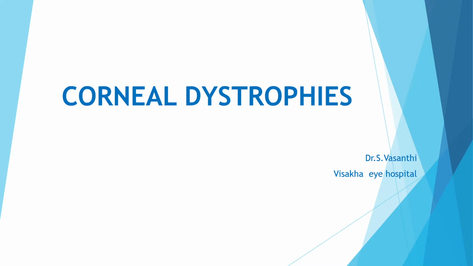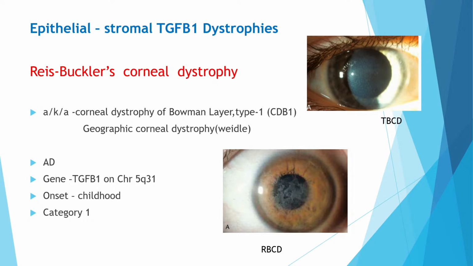Good morning, everyone. I'm going to discuss some of the important corneal dystrophies. Epithelial stromal dystrophies include Reis-Bücklers dystrophy, Thiel-Behnke dystrophy, lattice dystrophy, and granular dystrophy types 1 and 2.